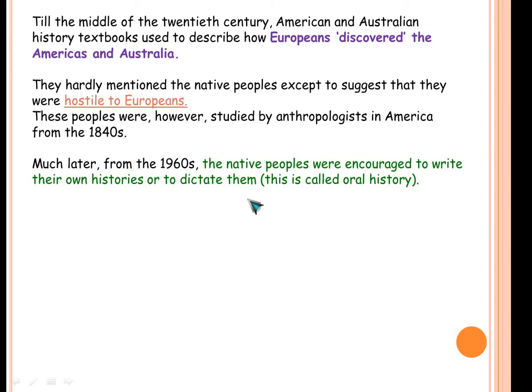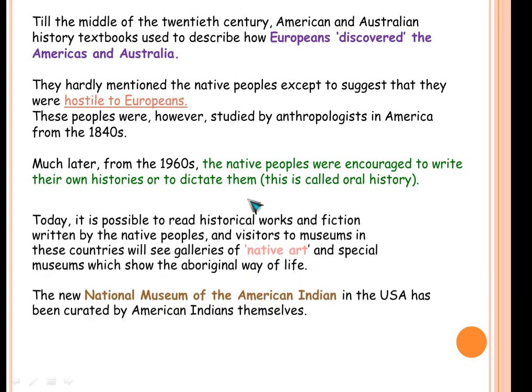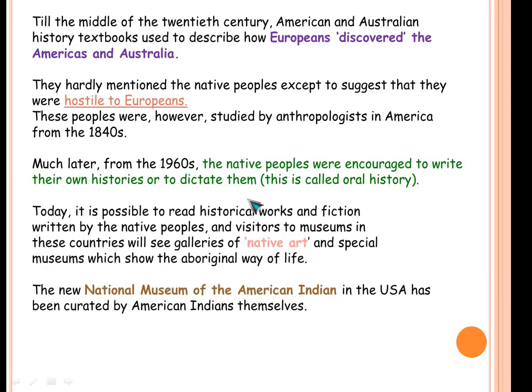It was not Euro-centred. Euro-centred means people did not speak from the European point of view, but natives started recording their own experiences, and this came to be called oral history. It started as oral history in the beginning. Because of all these ventures, we are able to read works and fiction written by the native people, and they also started preserving many things in museums. They started giving importance to their own art.